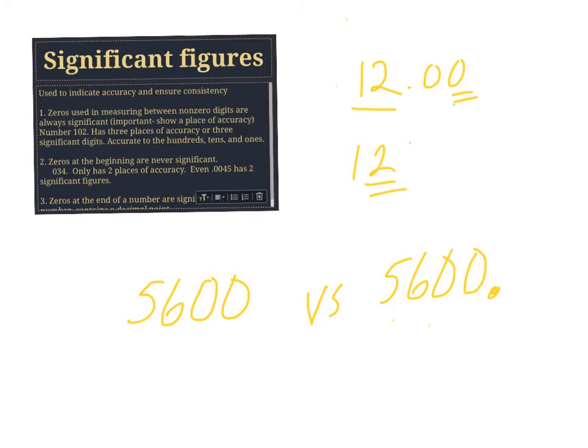Last example, 5600 versus 5600 with a decimal point, which is kind of tricky. This first one is 5600 without any decimal point, so the zeros that appear to the right are not improving the accuracy. This number is only accurate to 2 places of accuracy. It's been rounded to the thousands and to the hundreds. Now, 5600 with a decimal point, that decimal point becomes very important because that tells us this number has been rounded to the ones. So this measurement would have 4 significant figures.